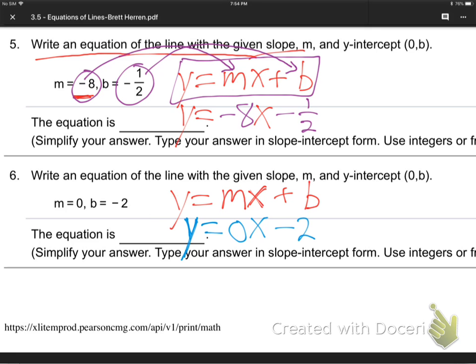Now, can we clean that up a little bit? Can we simplify that? Yeah, because what's 0 times anything? 0. So that's just y equals minus 2. Straight. So that's it on that one. Is that making sense? Good. Questions I can answer? All right, I'll move on. Trying to read your faces, see if you're okay with that. Let me know.